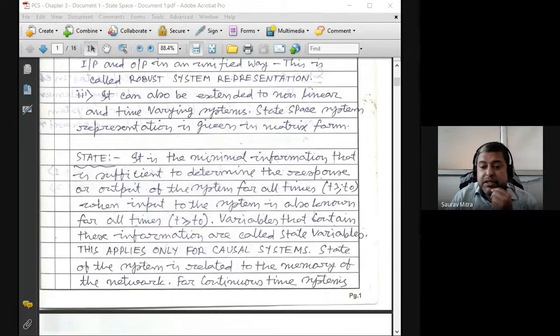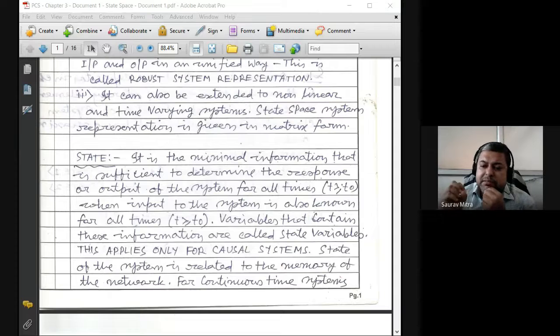Who stores energy in an RLC circuit? One capacitor and one inductor. So there are two energy storing elements in the RLC circuit. That's why we find in its transfer function that the characteristic equation has S square, that means the characteristic equation has order 2. That means to define a second order system, you need two state variables. So this is a very important understanding.